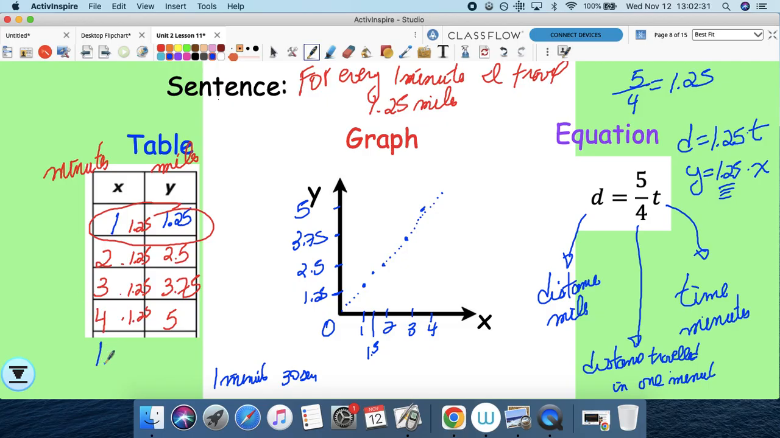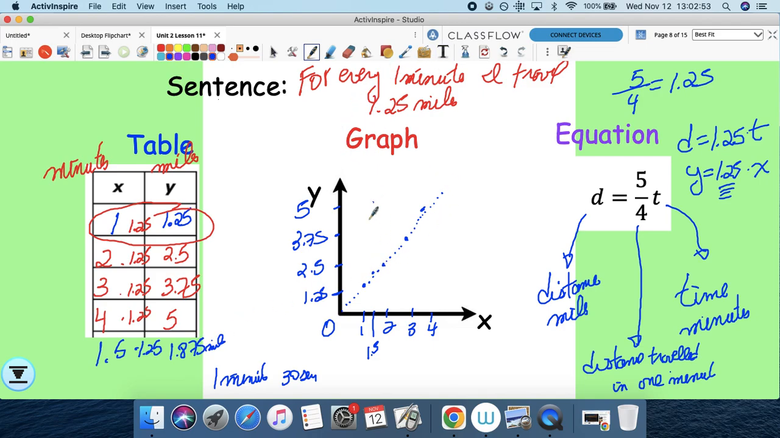So let's say I traveled for a minute and a half. Well, multiply that by 1.25, and you would get, Alexa, what's 1.5 times 1.25? 1.5 times 1.25, 1.875. That's how much in miles I would travel. So all these other points do make sense.